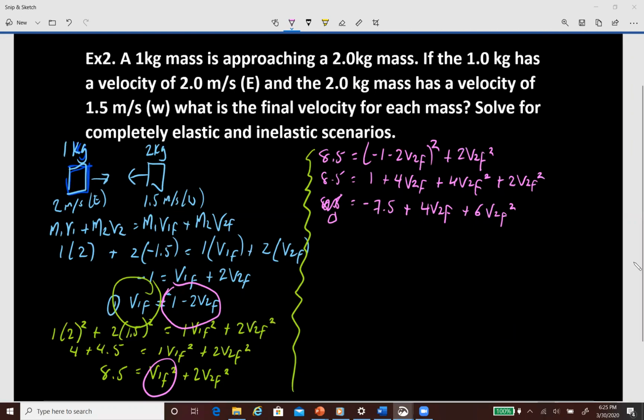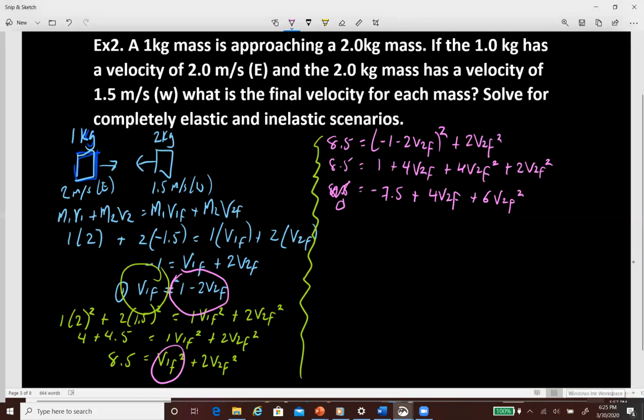Okay, so here we are. So we have this equation now. Obviously, in this case, we are going to need to put this into a quadratic. So I'm not going to bore you with the details of how to do that. You should know how to put that into a quadratic. Now, if you put that in a quadratic, we are going to get two possibilities for V2F. We are going to get V2F being either negative 1.96 or positive 0.63.